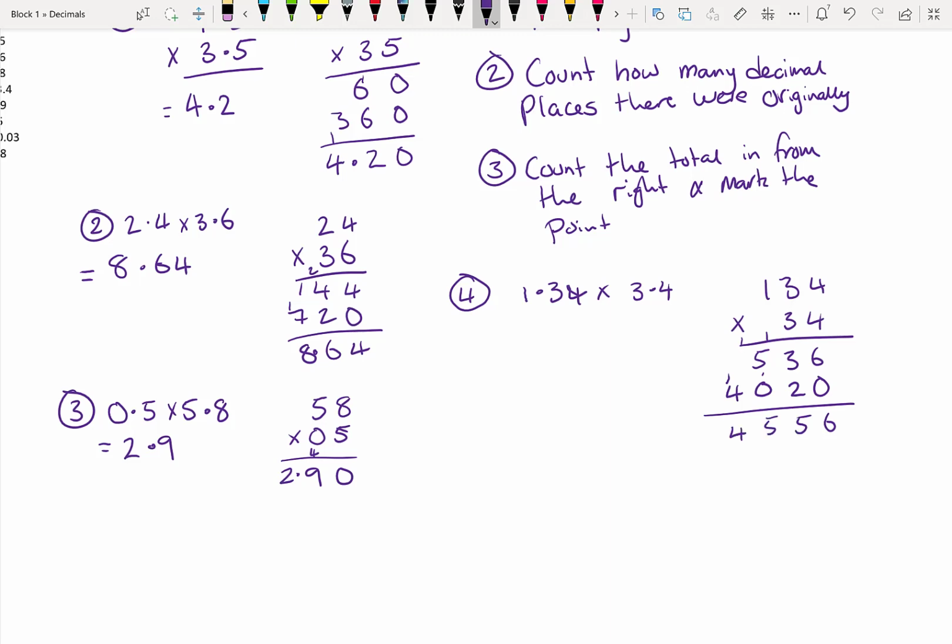Okay, remember to just count your big numbers and not the numbers that you've carried, otherwise you get a little bit muddled up. So looking back at my numbers, I had 2 decimal places in that first number and 1 in the second, so that's 3 altogether. And so all I'm going to do here is count in 3 places. So I've got 1, 2, 3, and so my answer is 4.556.